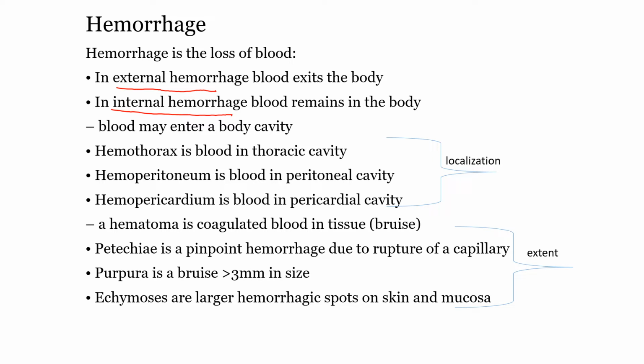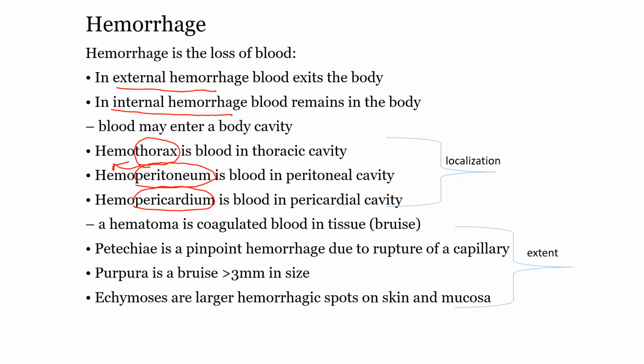So accumulation of the blood in pleural cavity, we call it hemothorax. So heme stands for blood, thorax pleural cavity. So hemothorax, accumulation of blood in the pleural cavity. Hemoperitoneum, accumulation of blood in peritoneal cavity, تجويف البطني. Hemopericardium, accumulation of blood in pericardial cavity, تجويف القلبي.